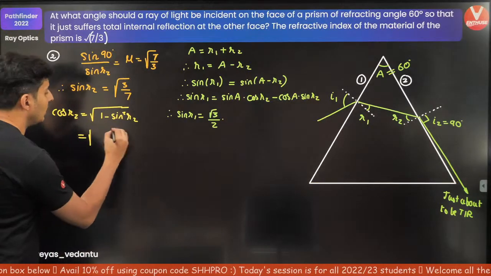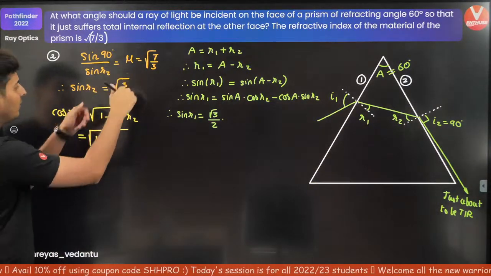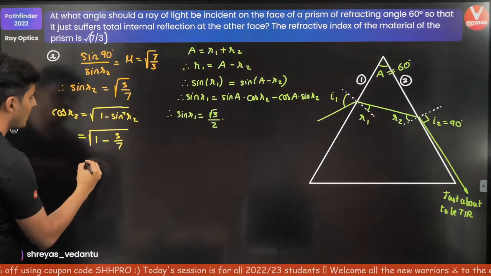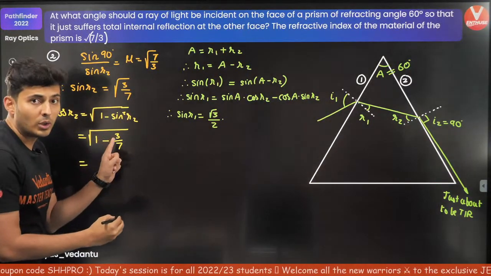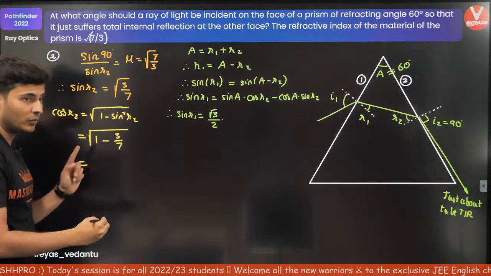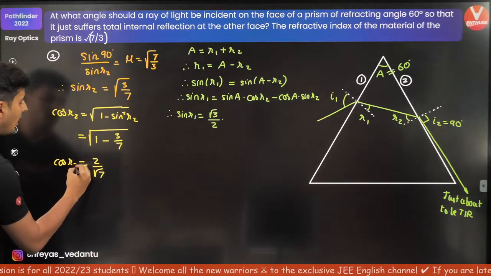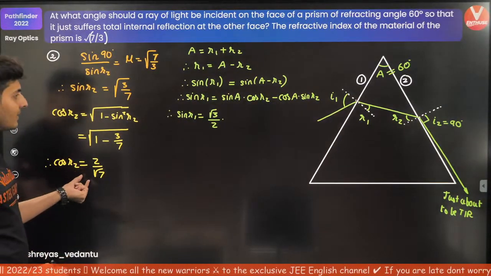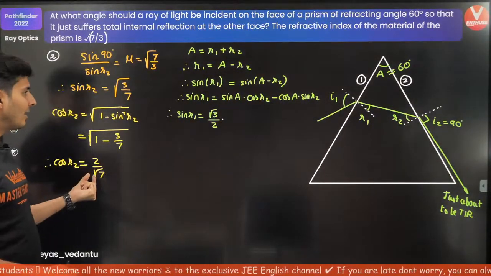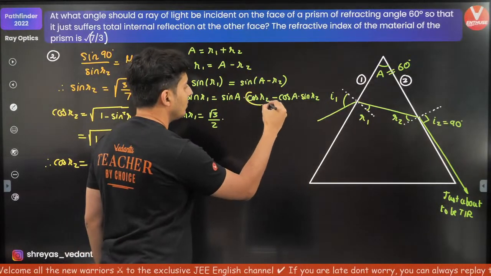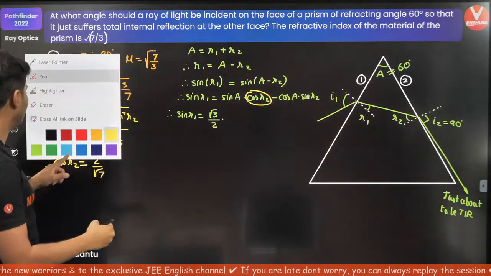So this will be equal to 1 minus square of this, that means 3 by 7. 7 minus 3 is 4, root of 4, 2. So 2 by root 7. So that is what cos of R2 is. I am going to take this value of cos of R2 over here, and I'm going to substitute it. And let's see what do I get.